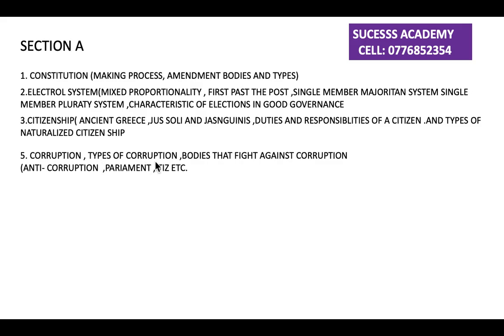You need to know types of corruption, and bodies that fight against corruption, like the anti-corruption body and the parliament. You also need to know what extortion is, what a bribe is, and exactly what the forms of corruption are. You need to know kickback, payment in kind, and other particular terms related to forms of corruption. So that is question 5.